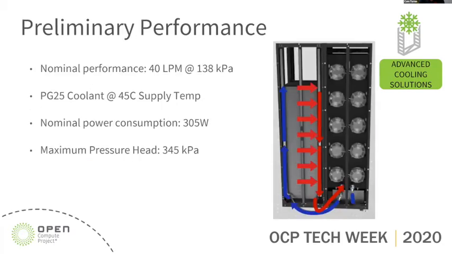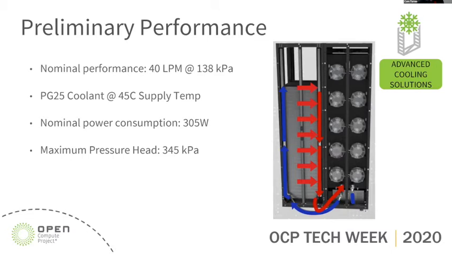So the preliminary performance numbers, nominal performance was targeted at 40 liters per minute, and this has been achieved at 138 kPa, or 20 PSI for my friends in the States. This number, specifically the flow rate, represents 1 liter per minute per kilowatt cooling, and the RPU has been designed with enough pressure head to accommodate multiple design configurations for the coils, manifolds with the larger and smaller QDs, and also a variety of different passive cold plate loop configurations.